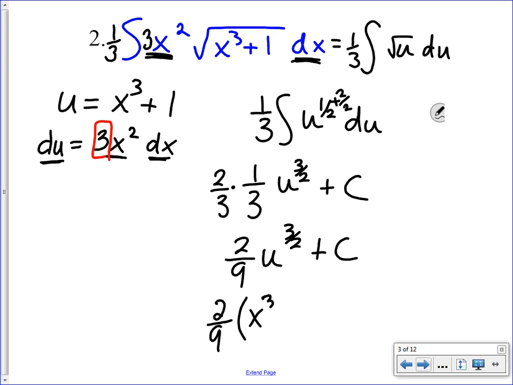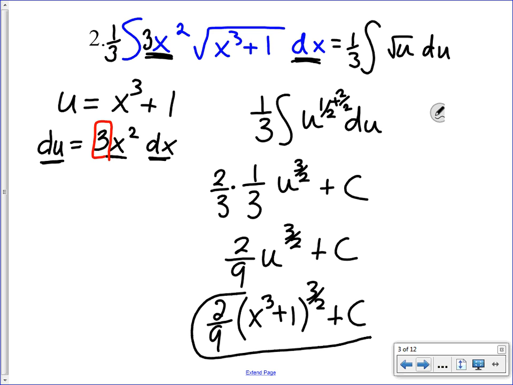So we're going to replace u with (x cubed plus 1) to the 3/2 power, plus c. And voila, we have it. I just wanted to show you in this example that sometimes things don't match up exactly the way you need them to. So you just have to do a little manipulation to get everything to match up.